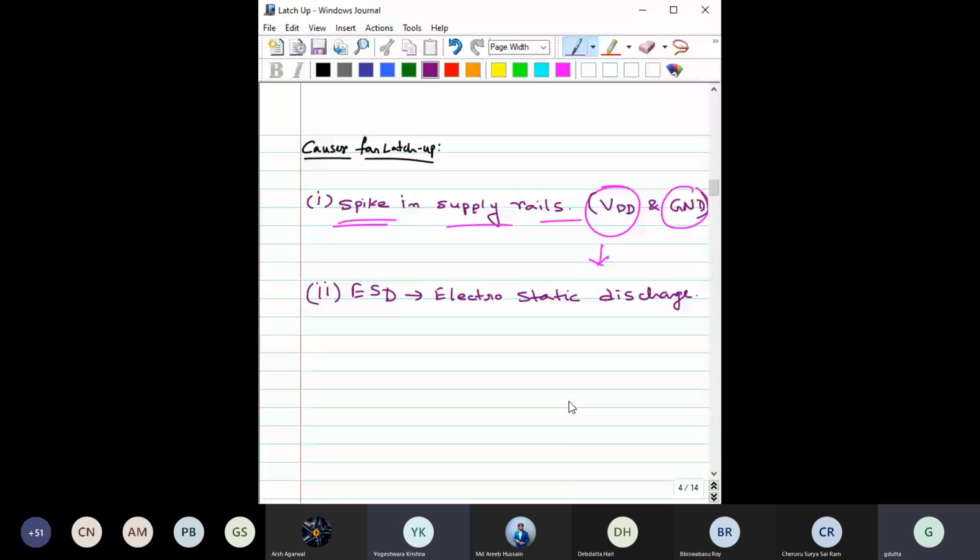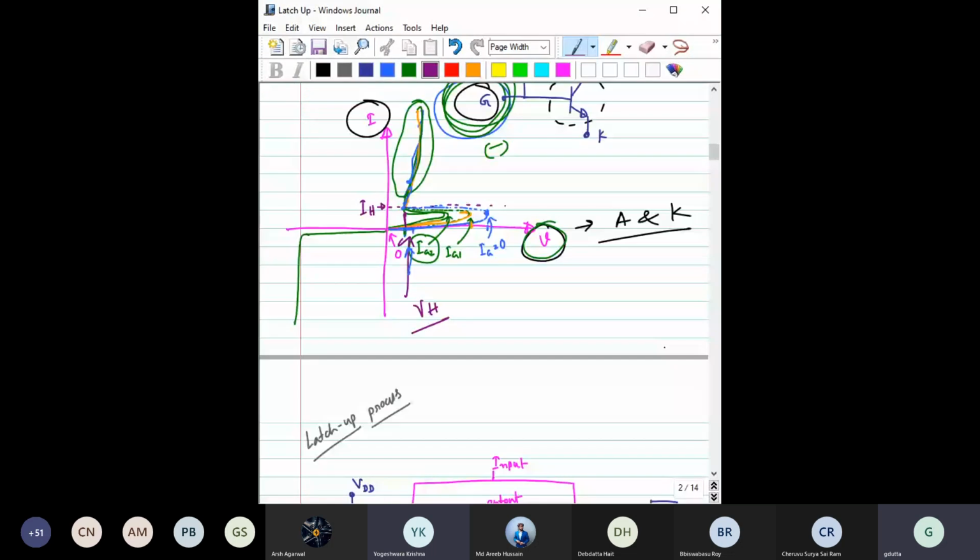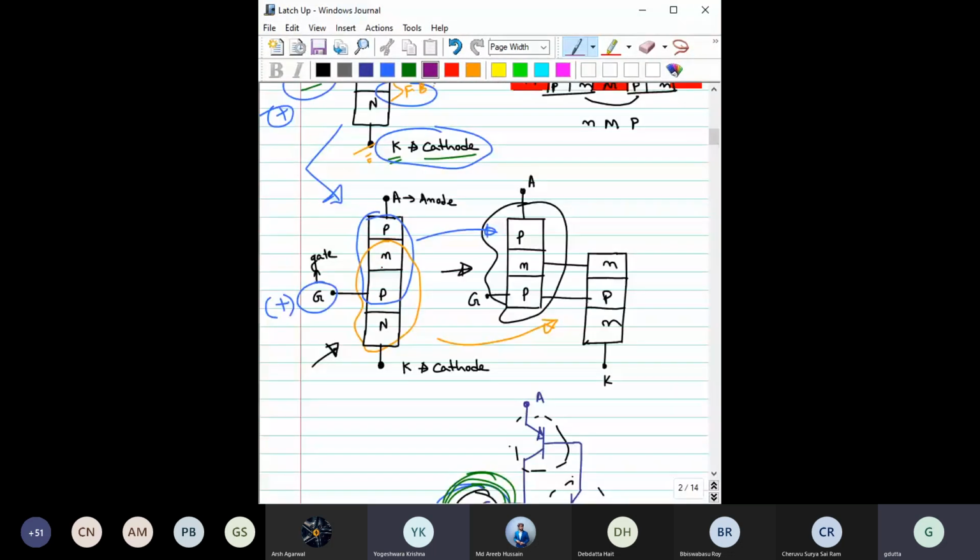Other than that, X-ray and gamma radiation can also play a major role. For example, if you try to understand it from here, it would be better. This junction is always reverse bias. If you apply positive here and negative here, this is reverse bias. But if you radiate this with X-ray or gamma ray, then what will happen?